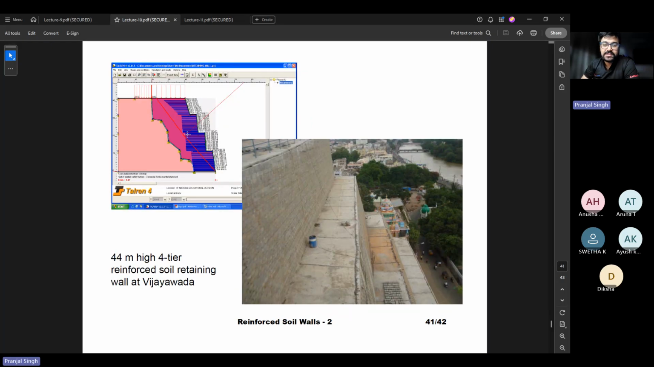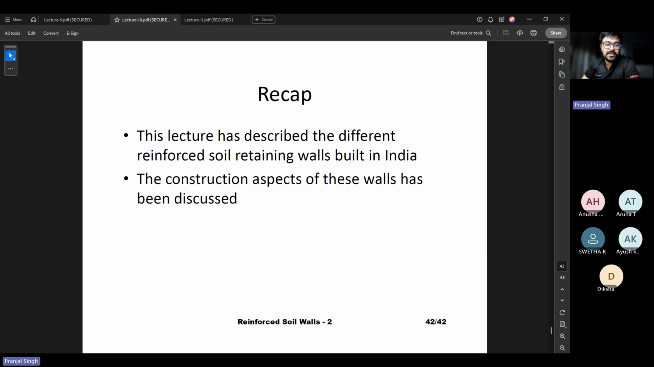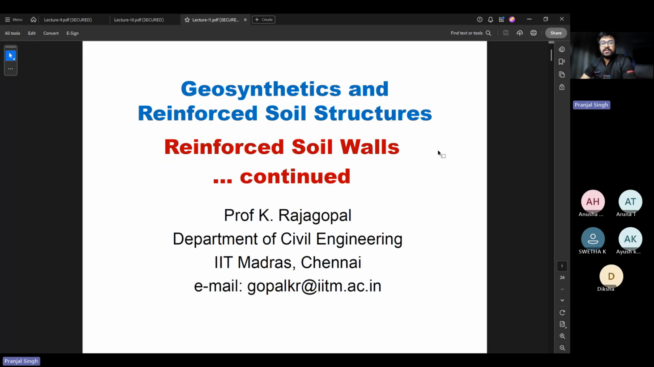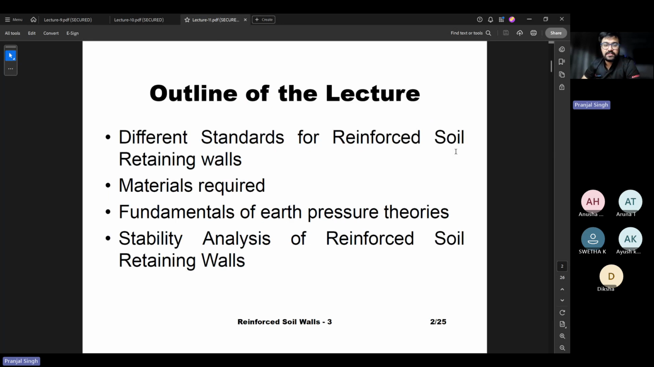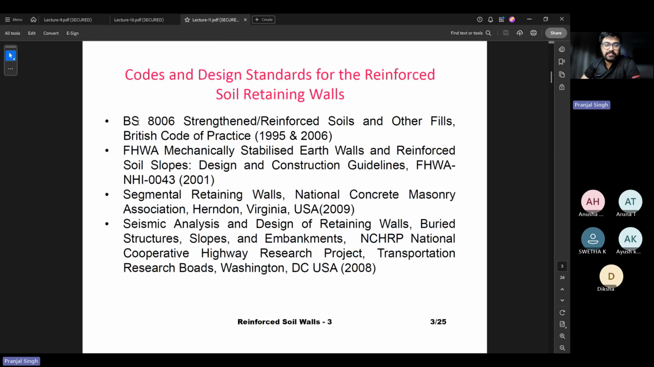Here you see the analysis. This is done, I think, using a limit equilibrium method, which I have also showed you in the first class. And finally, we are at lecture 11. Some British standard codes. I recommend you all read this code specifically.